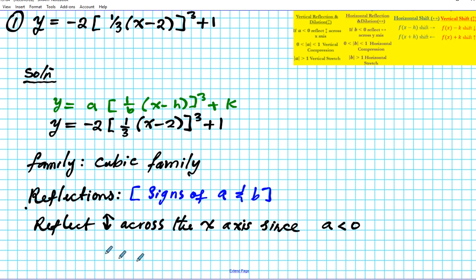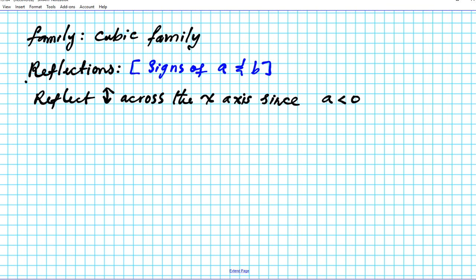Now let's take a look at the dilations. For dilations, we're looking at the size of the absolute value of a and b. We don't care about the sign anymore, just the size.